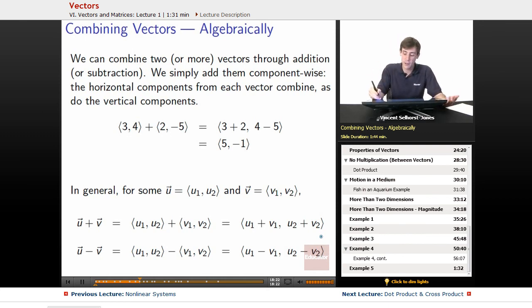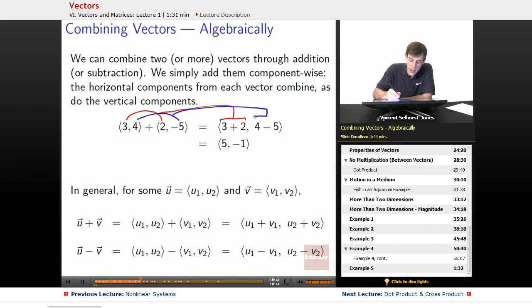So in this case, if we add 3, 4 and 2, negative 5, then the 3 and the 2 get combined, and they become 3 plus 2, because we're adding 3, 4 plus 2, negative 5. Same basic thing, the 4 and the negative 5 get combined, and so 4 plus negative 5 is 4 minus 5. We simplify that and we get 5, negative 1.